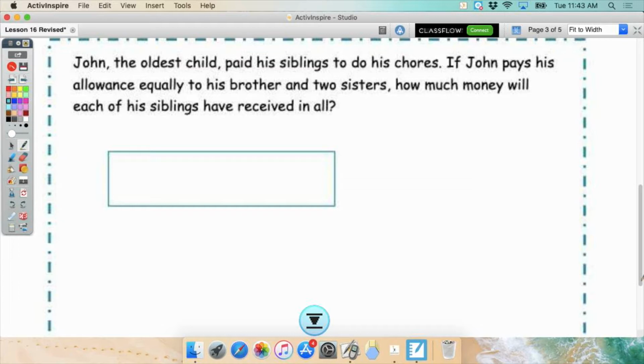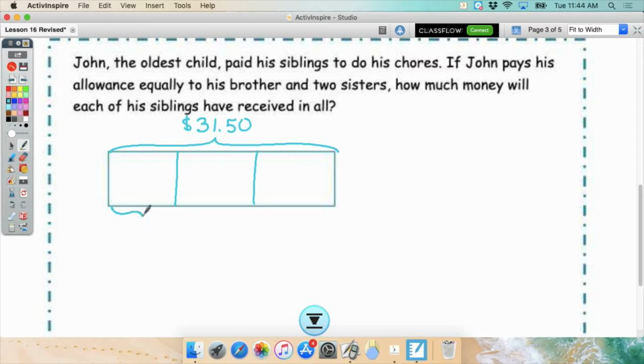Okay, John, the oldest child, paid his siblings to do his chores. If John pays his allowance equally to his brother and 2 sisters, how much money will each of his siblings have received in all? Okay, so John took his allowance. How much was his allowance? $31.50. Good. And he split it up among his brother and 2 sisters. So how many kids? 3.